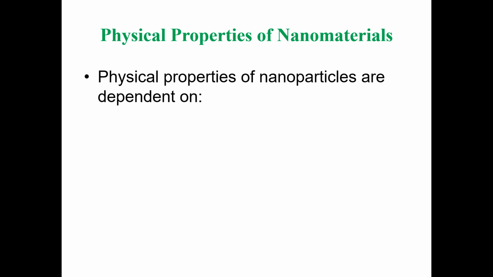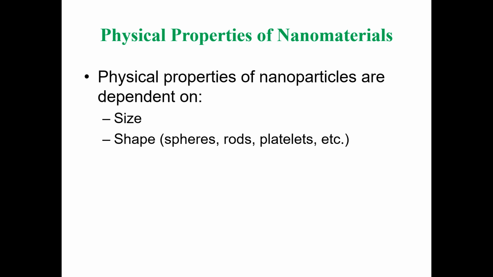So, physical properties depend upon what? They depend upon the size and shape, that is whether the nanomaterial is a sphere, rod, or plate, etc. And they also depend upon the composition, I mean, from what composition the materials are being made. So the nanomaterial properties basically depend upon these three things, which significantly affect the properties of the nanomaterials.